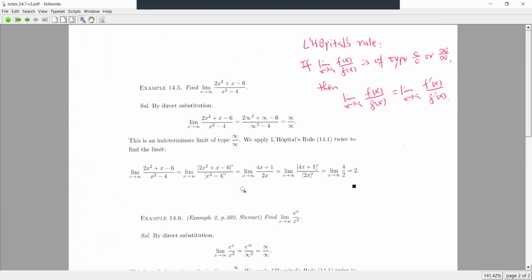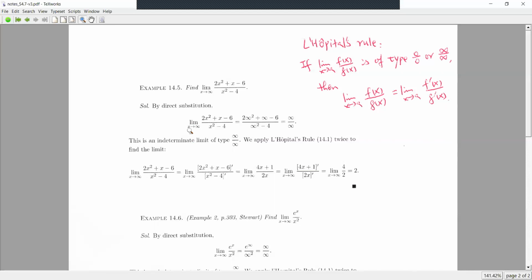In the following 2 examples, we need to use L'Hopital's rule twice. Example number 4. Find this limit as x approaches positive infinity. What number will this quotient approach? Directly plug in infinity for x, then we get infinity over infinity.